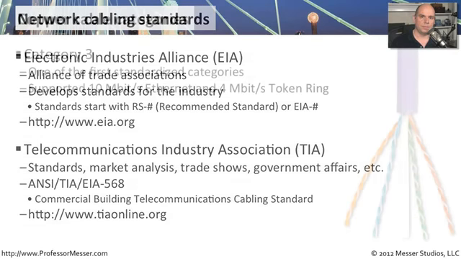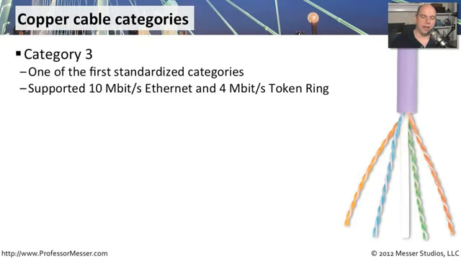www.tiaonline.org. When we talk about standardized cabling, what we're really talking about is different categories of cabling. And each one of these categories has a certain standard associated with it. One of the very first standards was Category 3. Category 3 cabling was designed to support 10 megabit Ethernet and 4 megabit token ring. And that was one of the first types of networks that we started rolling out with our Novell NetWare and Banyan Vines and some of these older network operating systems.